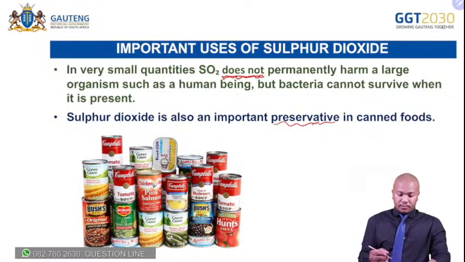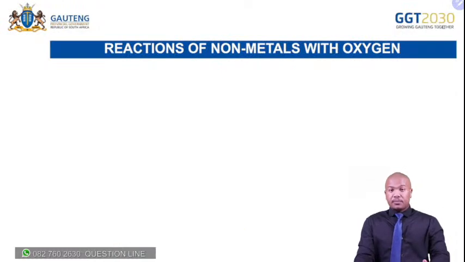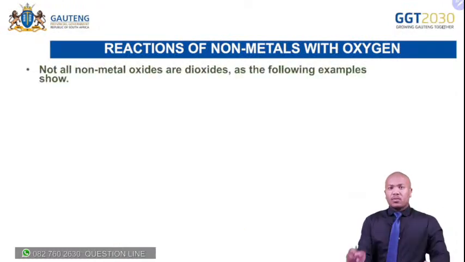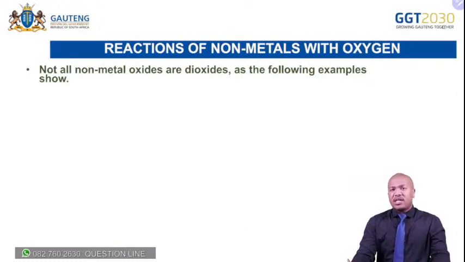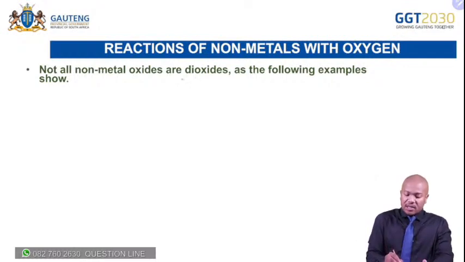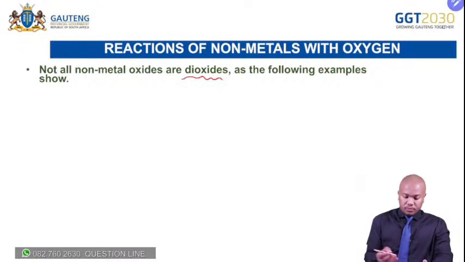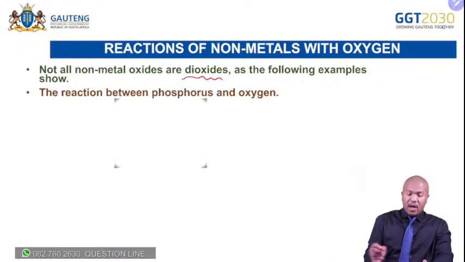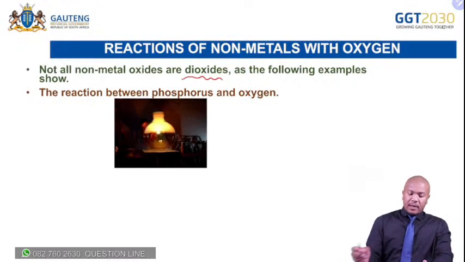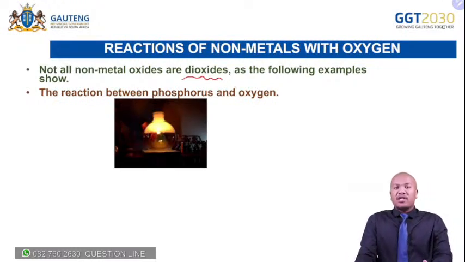Now moving on. Right. But now, we're talking about reactions of nonmetals with oxygen, right? We've talked about carbon and sulfur. But not all nonmetal oxides are dioxides, right? As the following examples show. Let's look at the example here, which is the reaction of phosphorus and oxygen.